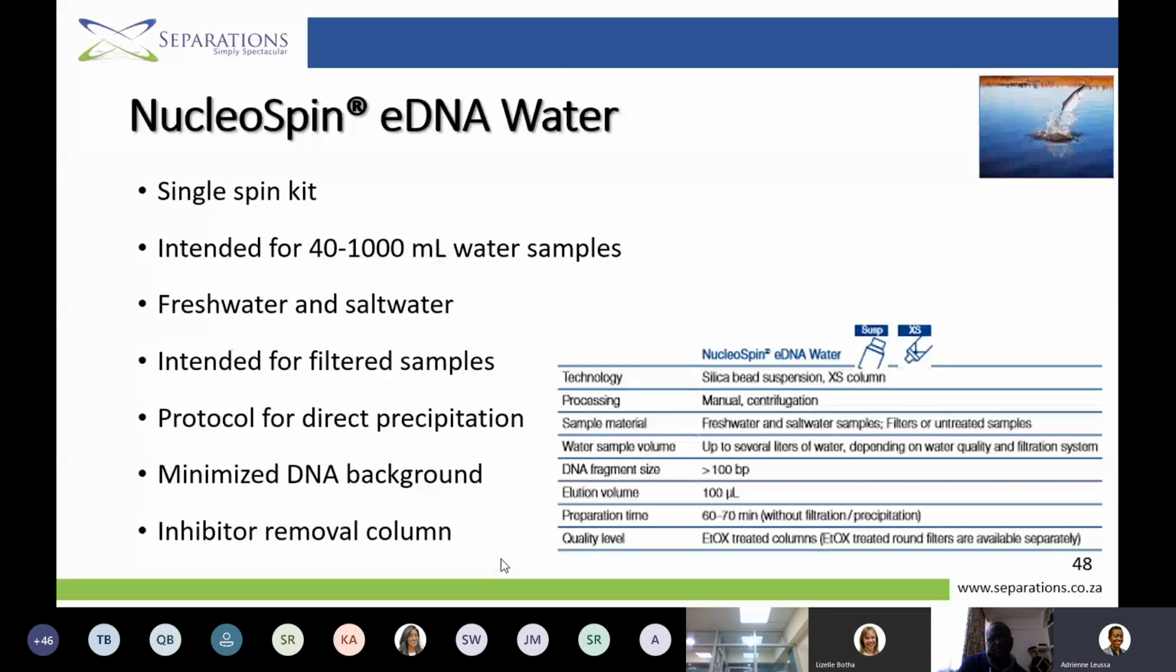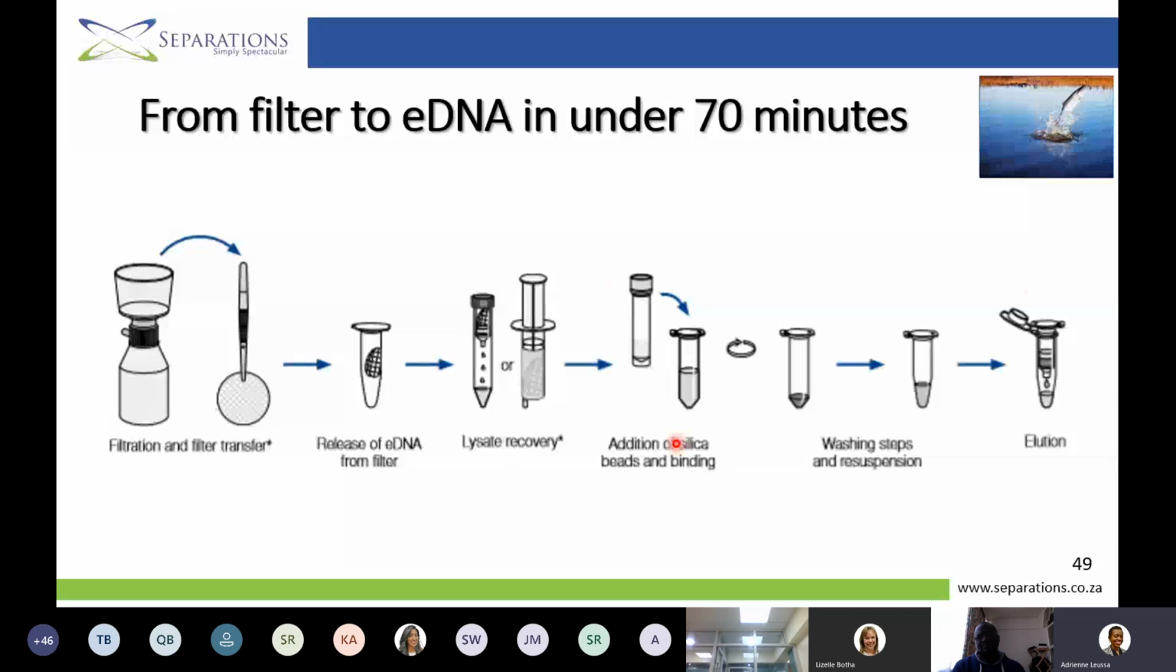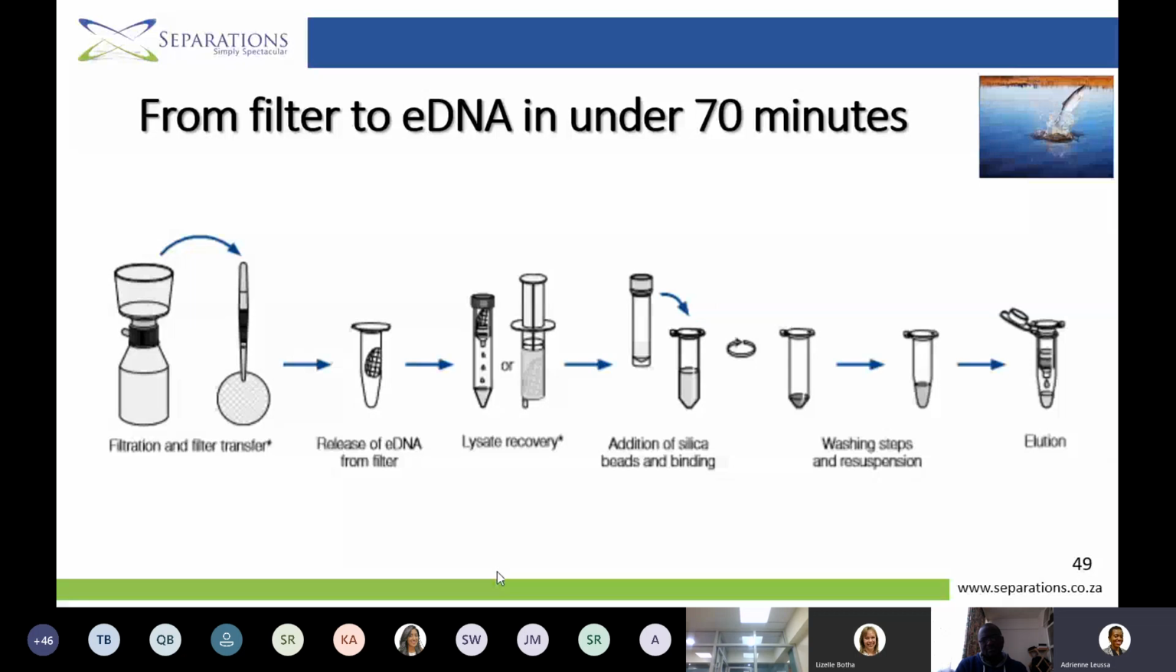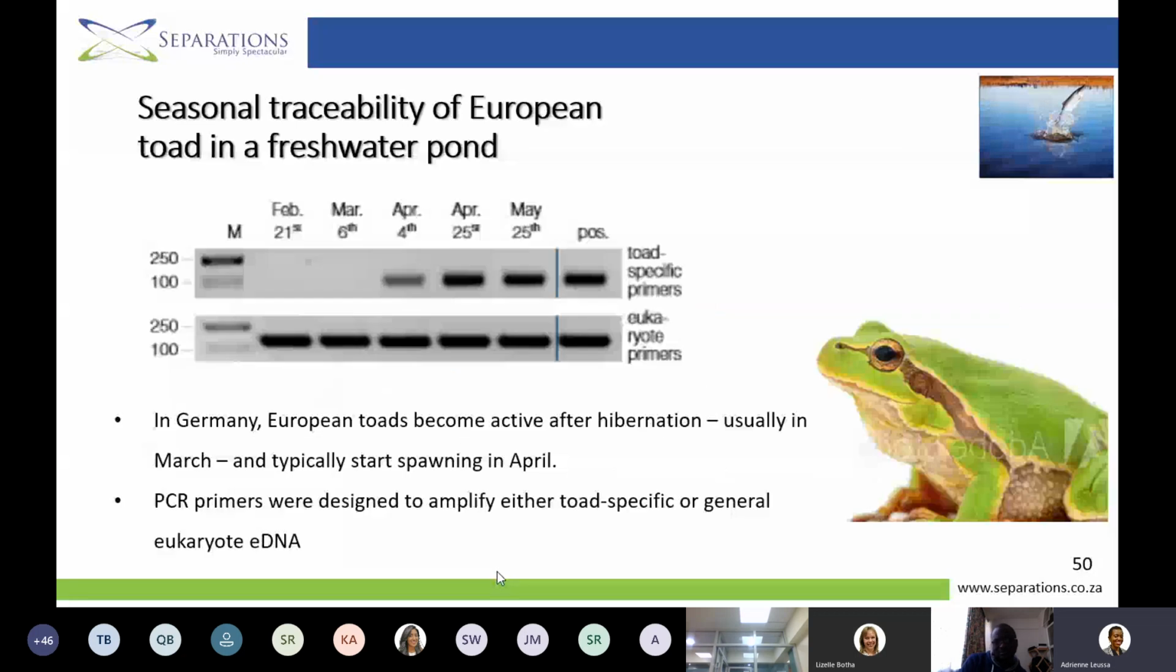So this is just a brief show of how the filtration workflow works, similar to what we saw for the DNA water kit. And you get your nucleic acid in under 70 minutes, so it's quite fast. So this kit has been used in tracing toads in Germany. As you can see here, using toad-specific primers, they were able to show that the toads become available or active around about April, May, which was quite interesting for the study.